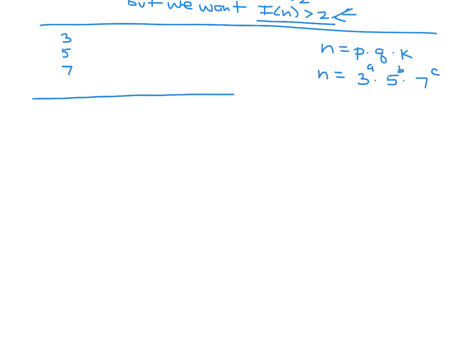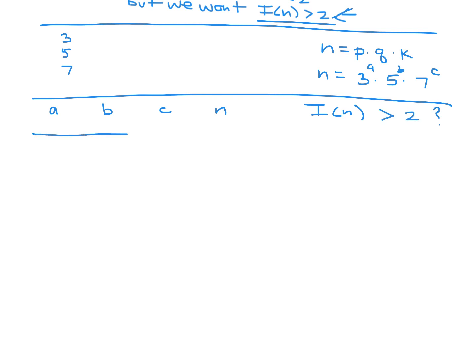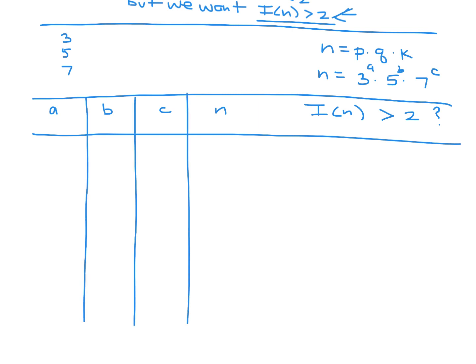All right, so let's make a little table. We've got A, B, and C, then n, then I of n, and then let's see if it's greater than 2, with a question mark, yes or no. Hopefully I don't have to go through too many. Let's start off with the smallest, since we're concentrating on the smallest: 1, 1, 1.